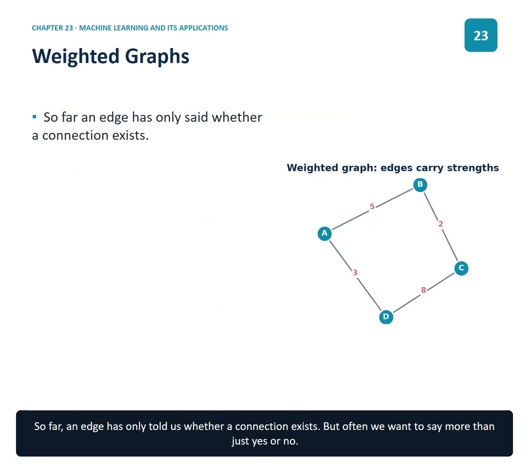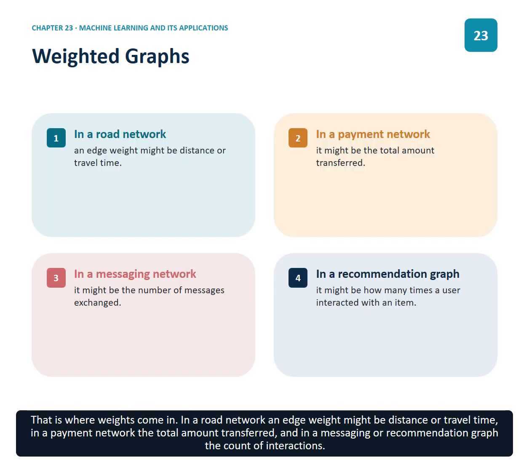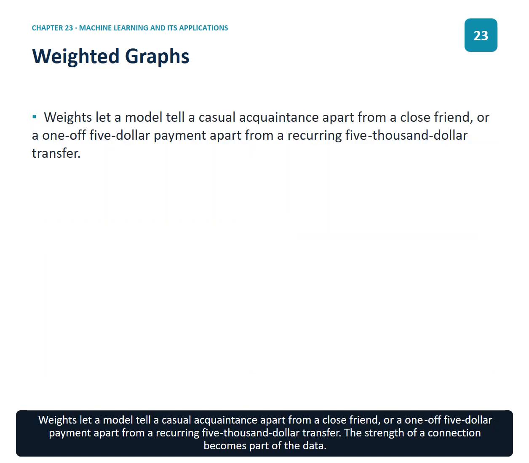So far, an edge has only told us whether a connection exists, but often we want to say more than just yes or no. That is where weights come in. In a road network, an edge weight might be distance or travel time. In a payment network, the total amount transferred. And in a messaging or recommendation graph, the count of interactions. Weights let a model tell a casual acquaintance apart from a close friend, or a one-off $5 payment apart from a recurring $5,000 transfer. The strength of a connection becomes part of the data.